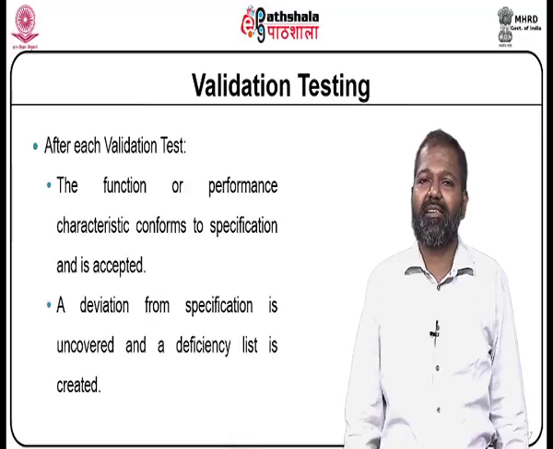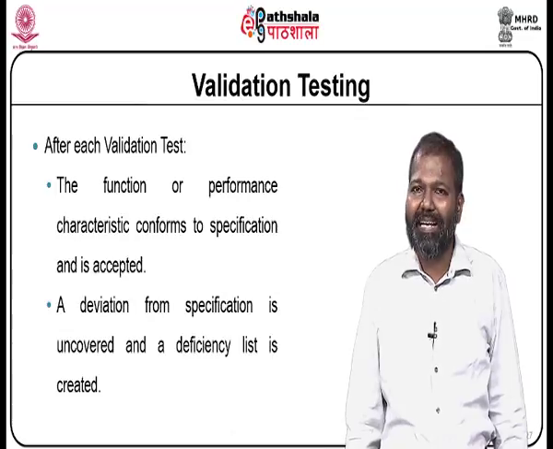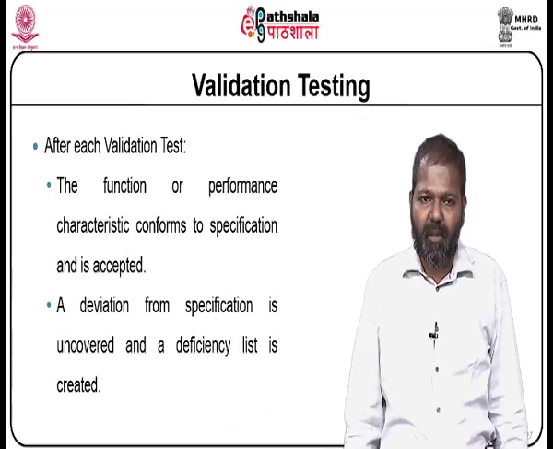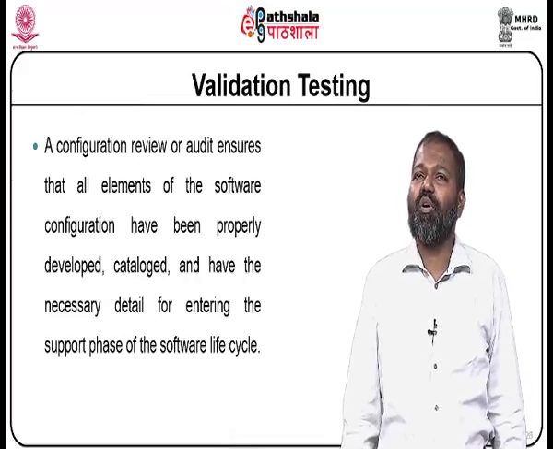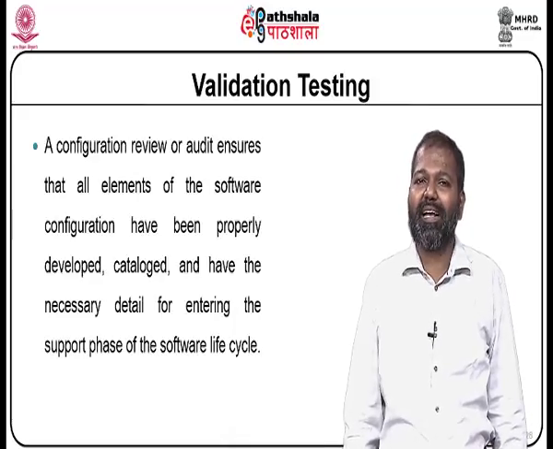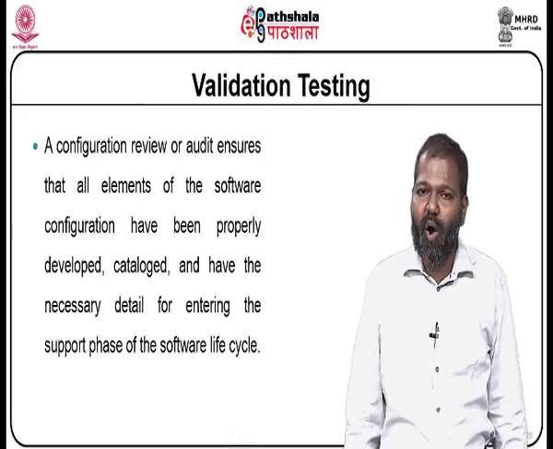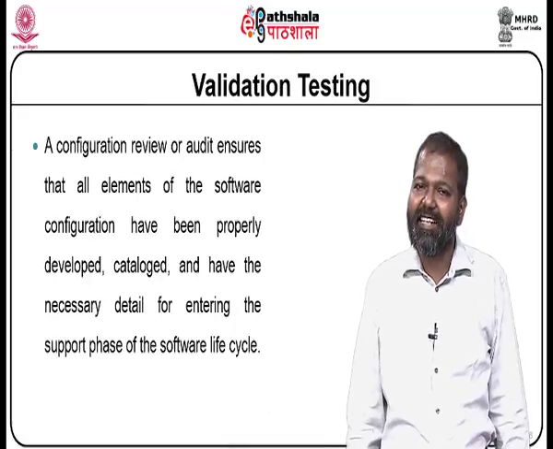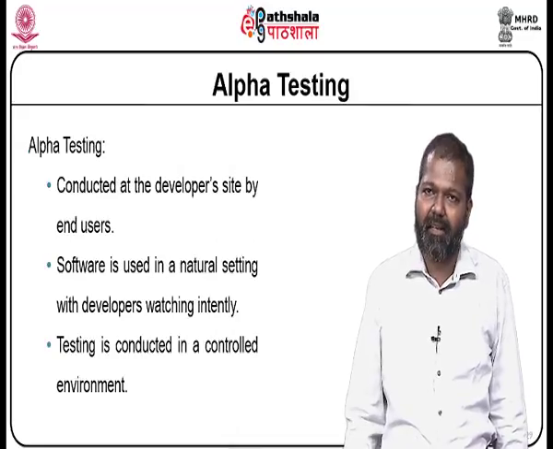Example: transportability, compatibility, error recovery, maintainability. After each validation test, either the function or performance characteristic conforms to specification and is accepted, or a deviation from specification is uncovered and a deficiency list is created. A configuration review or audit ensures that all elements of the software configuration have been properly developed, catalogued and have the necessary detail for entering the support phase of the software life cycle.